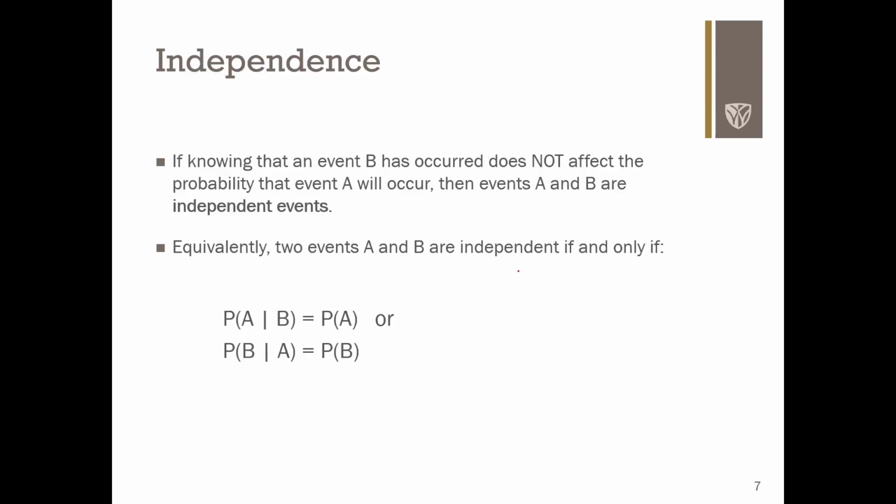A closely related concept to conditional probability is the concept of independence. If two events A and B occur, these two events are independent if knowing that B occurs has no influence on whether or not A occurs. So in other words, if I tell you that event B has happened, it has no bearing on the likelihood that event A has happened.